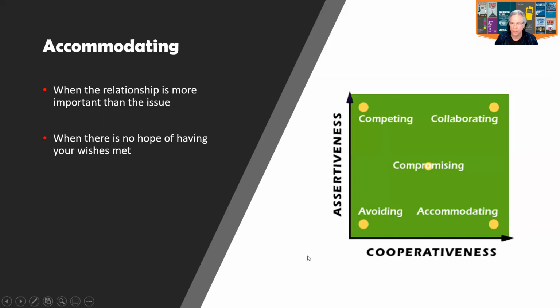Now, of course, if you've got no chance of getting your needs met whatsoever, then obviously it would be prudent to just accommodate, wouldn't it? Just let the other person have it their way, because frankly, you have no choice. You can't have any impact on the decision whatsoever. And this is very relevant, of course, when working remotely again.